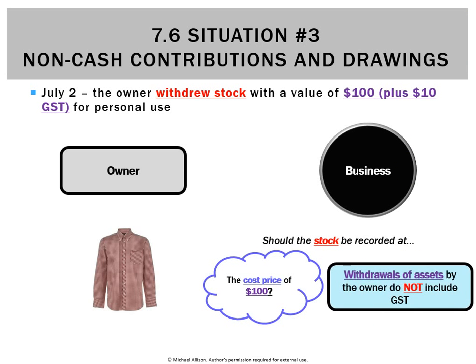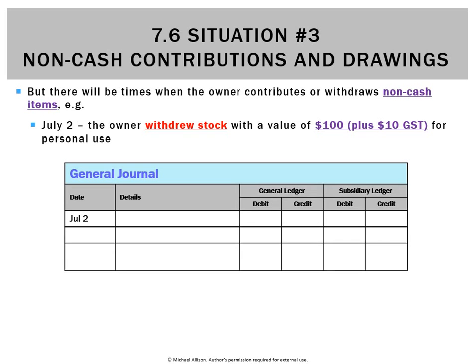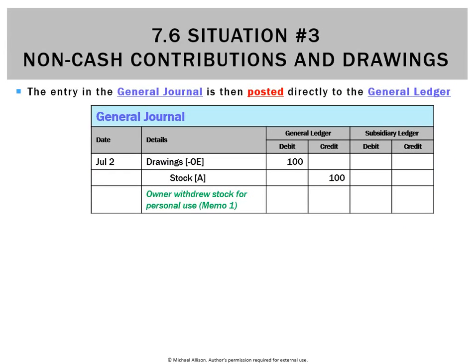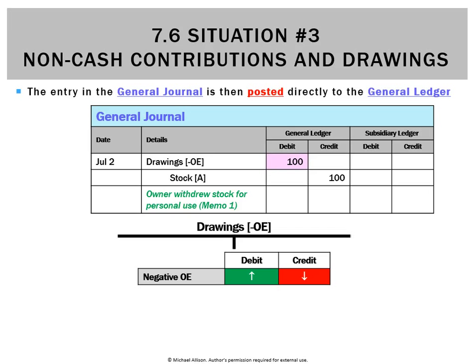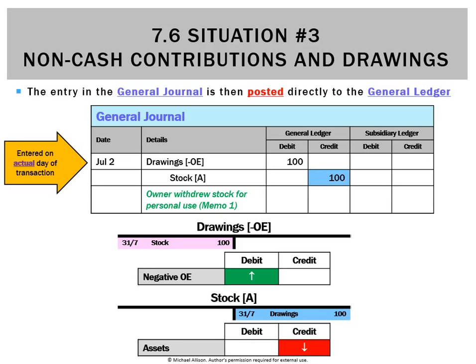So in this case, any withdrawal of an asset by the owner does not include GST. We've got drawings, which are a debit of $100, and stock, which is a credit of $100. Put a description in, owner withdrew stock for personal use, memo 1. And now we post. So drawings are a negative owner's equity, and when they go up, that's a debit. And stock is an asset going down, so that'll be a credit, with the two accounts referencing each other.